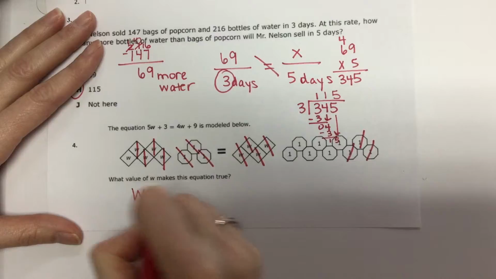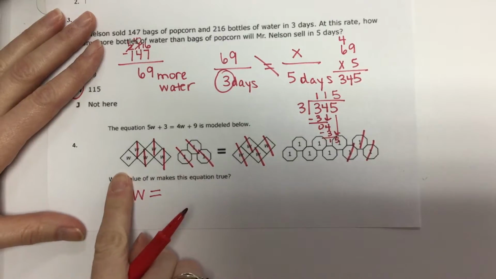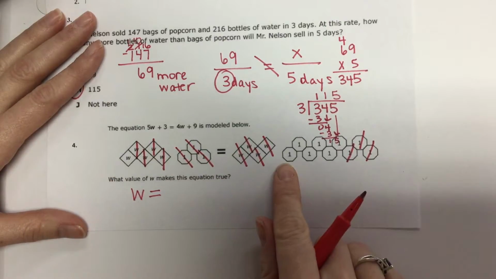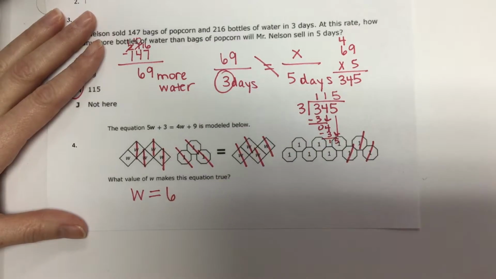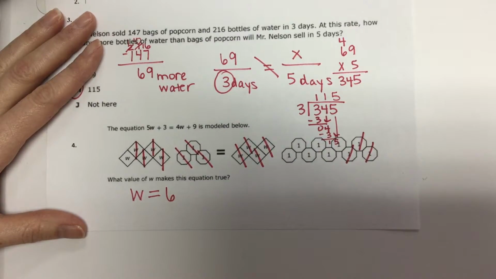And I can see that on the left-hand side, I'm left with 1 W. And on the right-hand side, I'm left with 1, 2, 3, 4, 5, 6. So I know that the value of 1 W is 6.